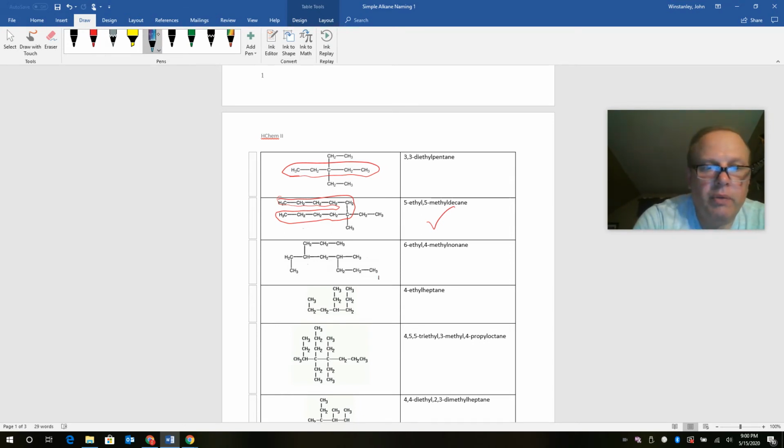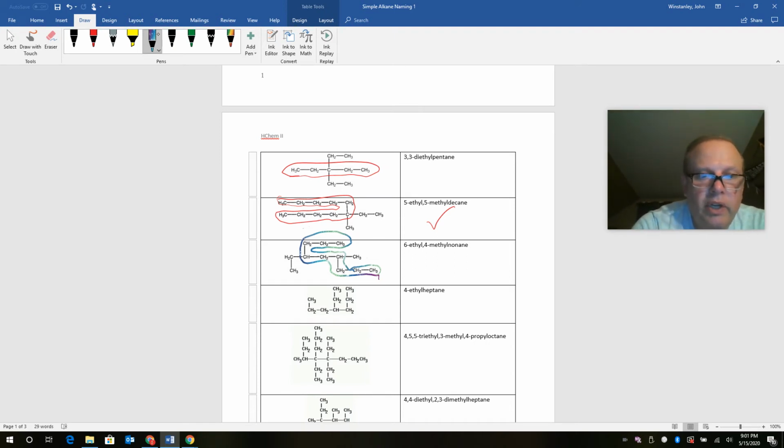So we're going to come here, I believe, and go one like that. And it'll be one, two, three, four, five, six, seven, eight, nine. So it's a nonane, and it's going to have a methyl and an ethyl group on there. Shortest numbering is 6-ethyl, 4-methyl nonane.